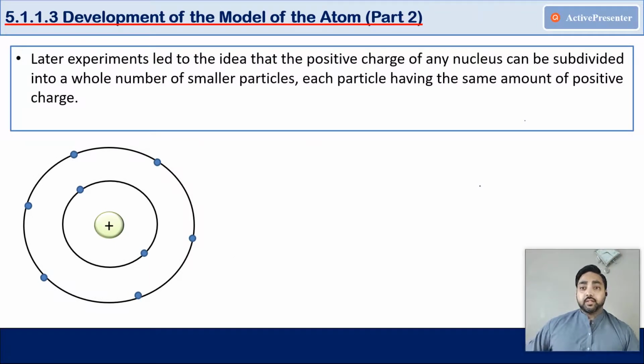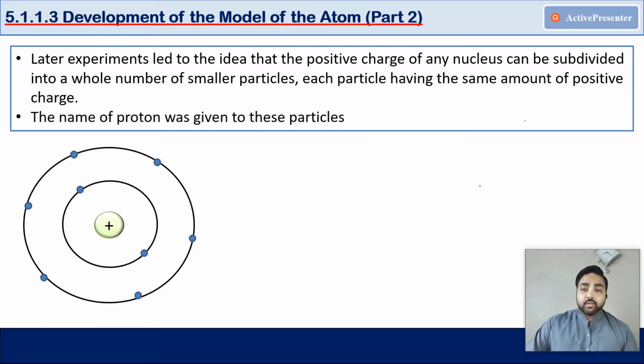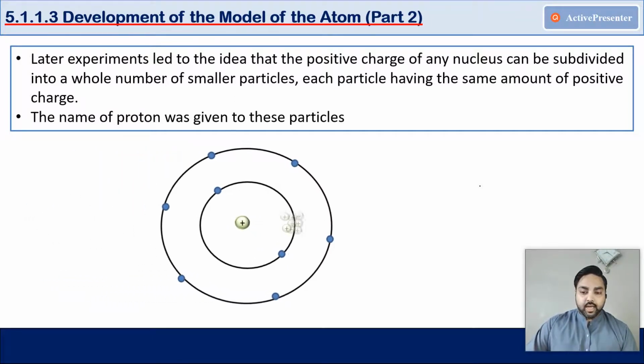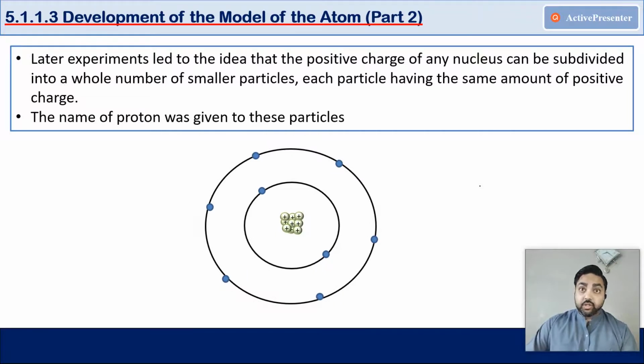And then when they did later experiments, this led to the idea that the positive charge itself in the nucleus could be subdivided into smaller particles, and all those particles always seem to have the same amount of charge. And therefore they referred to those particles as protons, and that was the name given to them. So we went from a model where all the mass was concentrated in the middle to having a positive mass still concentrated in the middle, but that mass being made up of smaller individual particles called protons.